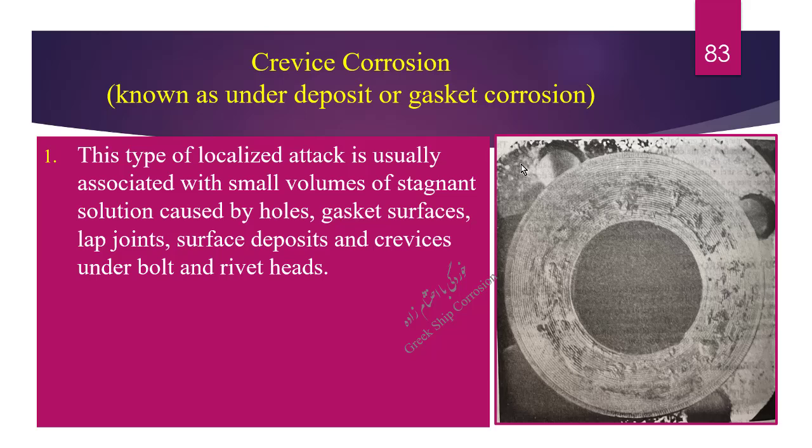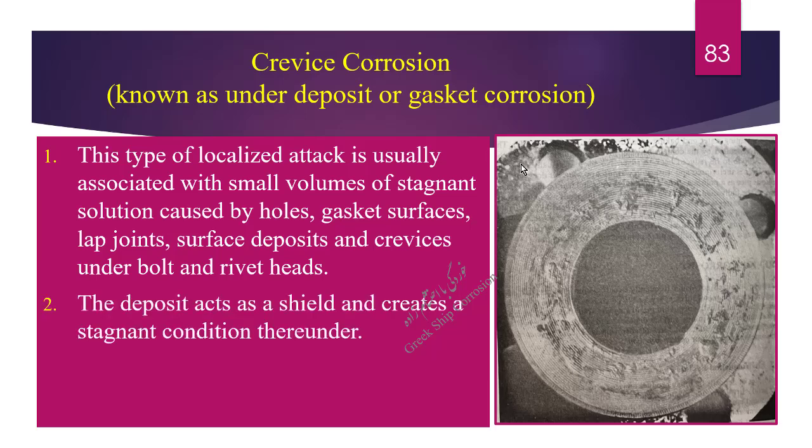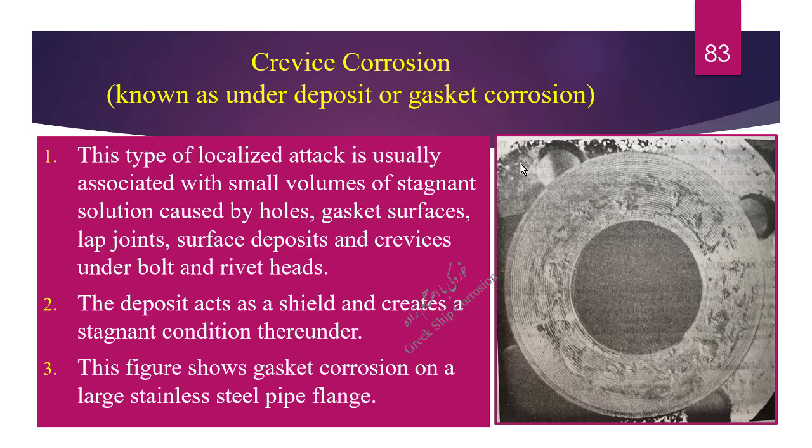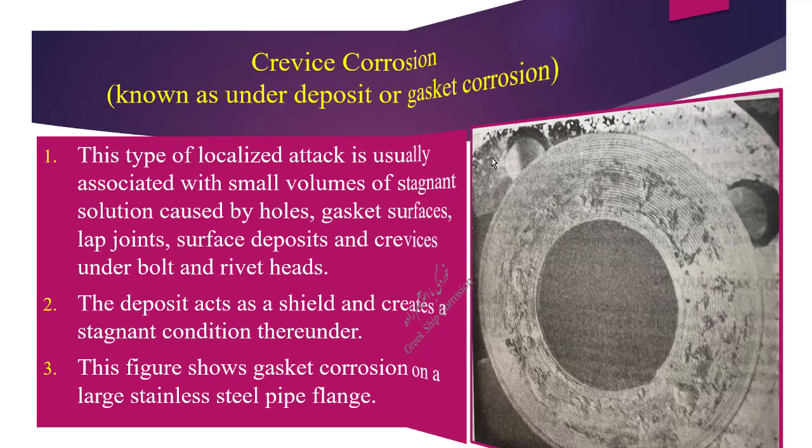1. This type of localized attack is usually associated with small volumes of stagnant solution caused by holes, gasket surfaces, lap joints, surface deposits, and crevices under bolt and rivet heads. 2. The deposit acts as a shield and creates a stagnant condition thereunder. 3. This figure shows gasket corrosion on a large stainless steel pipe flange.